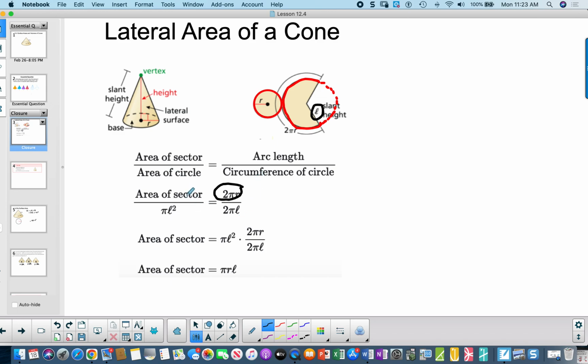Area of a sector to the whole area of the circle, and that circle has a radius of L, to the arc length, which is going around the circle, and to this whole circle here, which has a radius of R. When we multiply it over and simplify, this is our answer. All the pi's reduce and the 2's reduce, and we get pi r L. Remember, R is the radius of the base, and L is what we call the slant height.